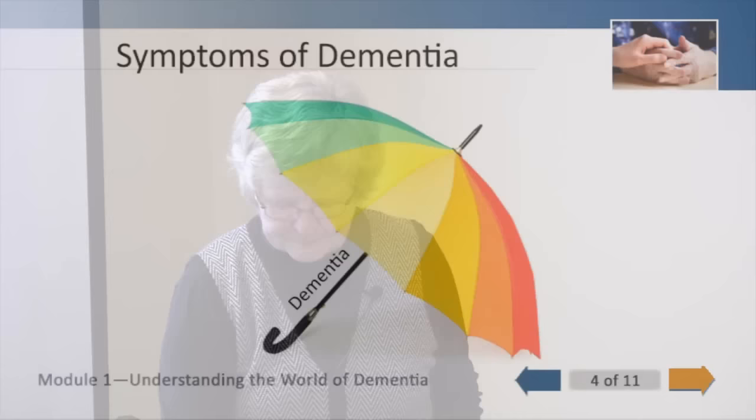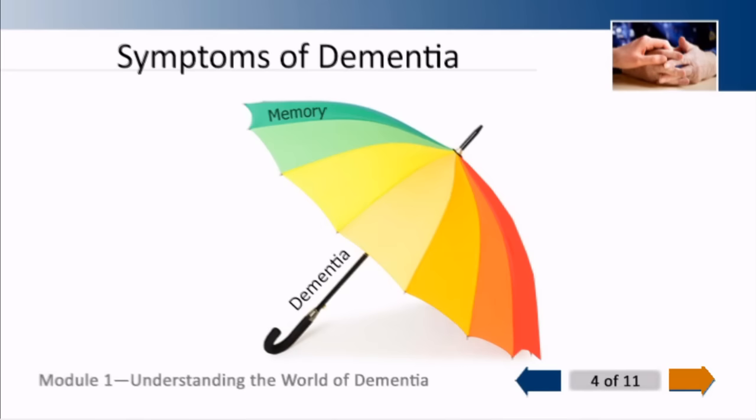So the symptoms of dementia, memory. That's the one we think of, isn't it? Well, they're forgetful. Well, that's only one of the symptoms that might happen with dementia. We have four kinds of memory. All of us do, all of our lives. We have short-term memory, which is our weakest memory. We have long-term memory, which is our strongest memory.